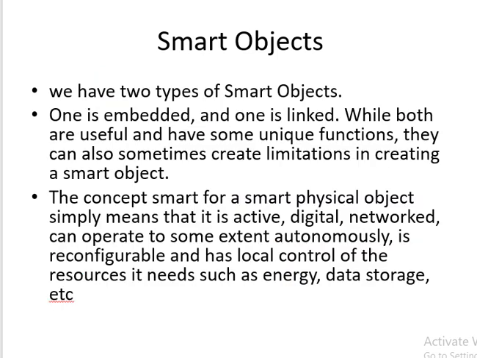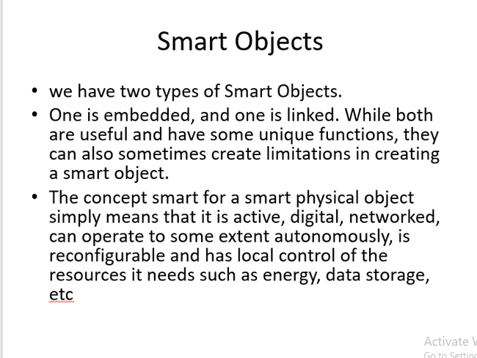So next slide is about the smart objects, which is already seen. We have two types of smart objects: one is embedded and one is linked. While both are useful and have some unique functions, they can also sometimes create limitations in creating a smart object.